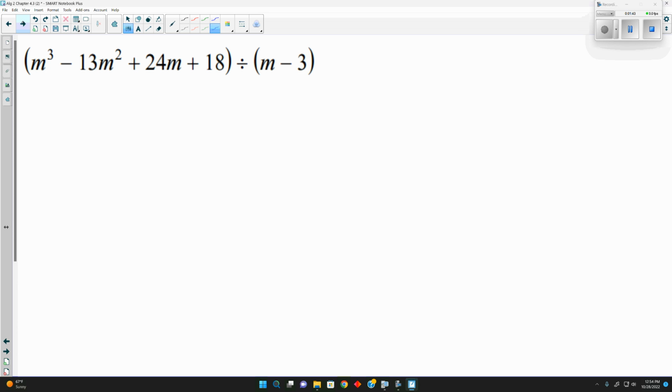Now, whenever we do synthetic division, the first thing we're going to do is solve what we're dividing by, the m minus 3, for the value of m. We want to get m by itself. So we set it equal to 0. To get it by itself, we would add 3. So this is the first main step, which tells us m is equal to 3.